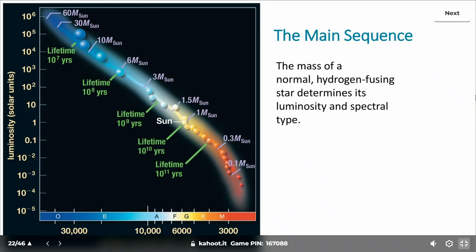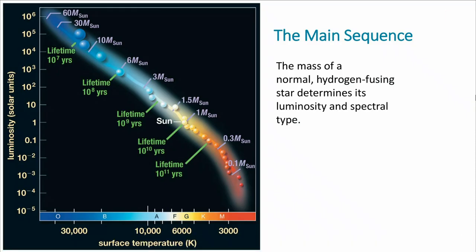And so when we talk about star formation next time, all of the characteristics of the star are basically going to be determined by the mass that it has when it starts doing fusion reactions. So the mass will determine temperature, luminosity, and as we'll see in a second, how long that star is going to live.